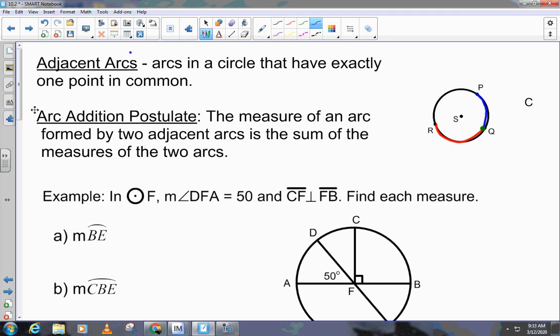We have the arc addition postulate, just like we have the angle addition postulate and the segment addition postulate. And basically all it's saying is you add one arc and its adjacent arc, it's equal to the whole arc. Okay? And when you talk about the measure of an arc, you put a little m in front of it. So the measure of arc PQ plus the measure of arc QR equals the measure of the entire arc, which would be PQR. So if PQ was, let's say, 60, and QR was 150, then the whole arc would be 210. Okay, so that's the arc addition postulate.